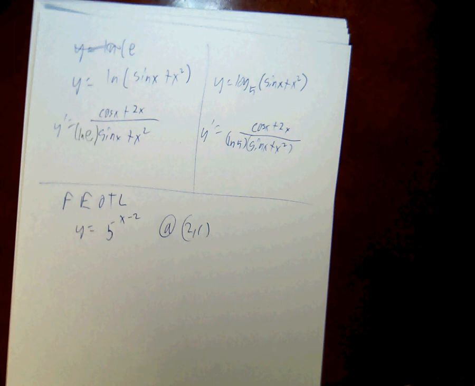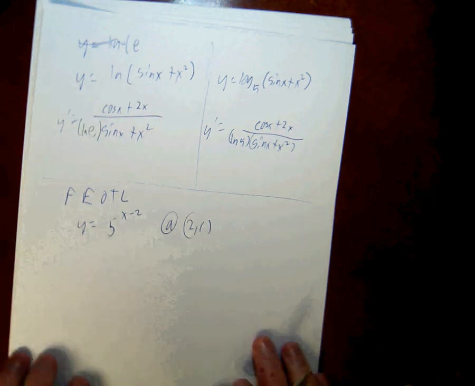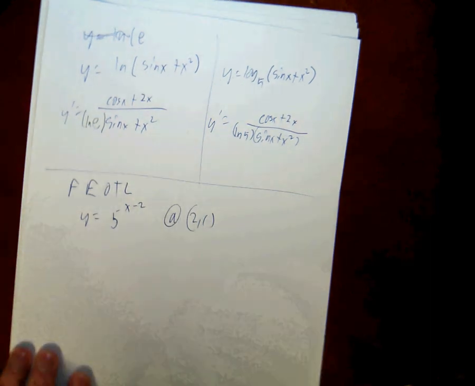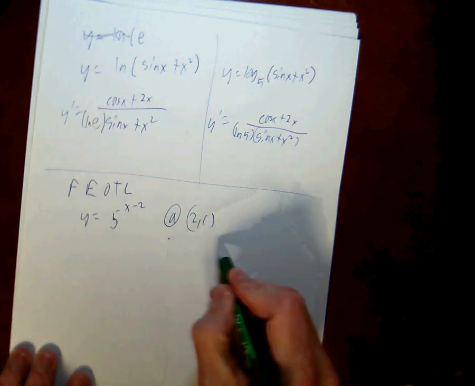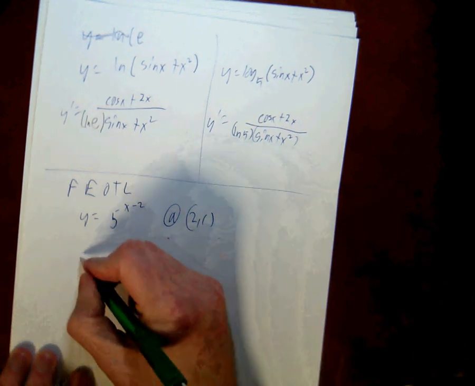All right. So, find an equation of a line. I need a slope and a point. Here's my point. Slope, that means I take the derivative.